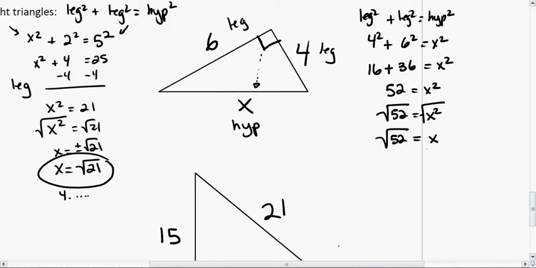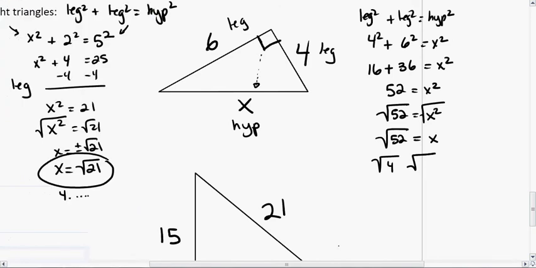The only other thing I need to ask myself is, can I break down 52? Well, let's see. 2 would go into 52. How many times? Twice. We have 2 and 26. 4 and 13. Let's try 4. Oops, sorry. 4 times what gives me 52?